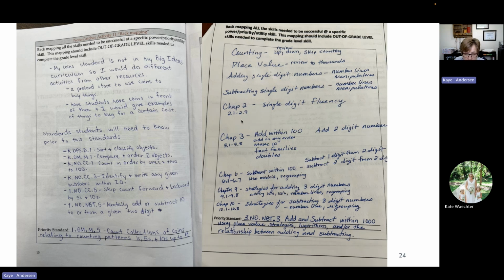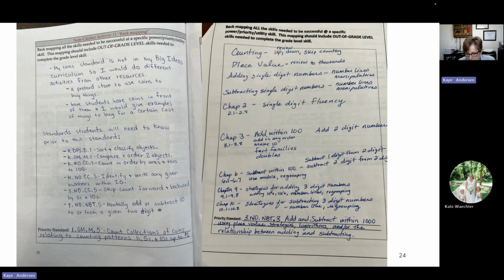Now, depending on what grade you teach, I've included some other back mapping. Here's a 1st grade one. You can see how there's a couple of 1st grade standards that they feel they need to know and be able to do before they get to this geometry and measurement standard. There's also several kindergarten skills that they should know and be able to do before they get to the 1st grade standard.